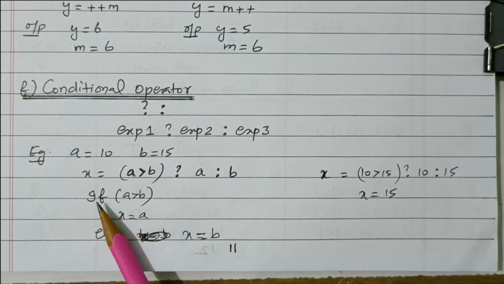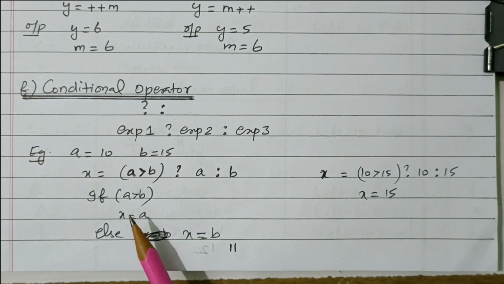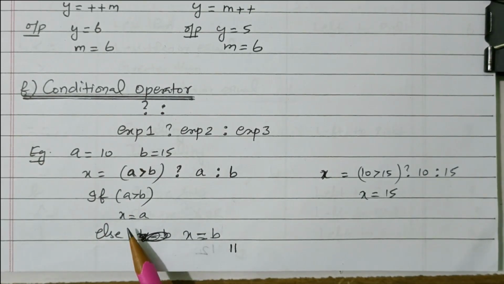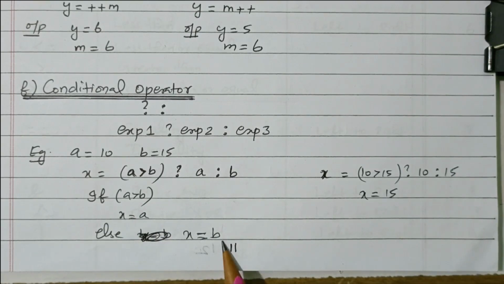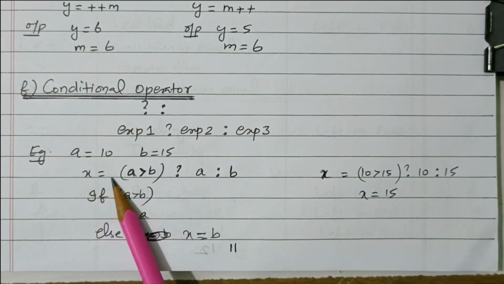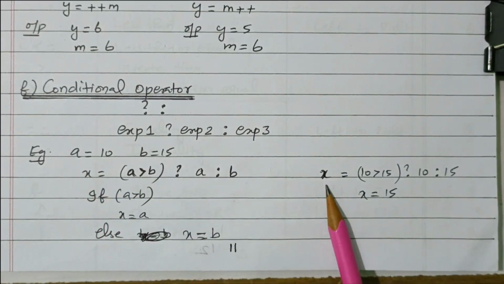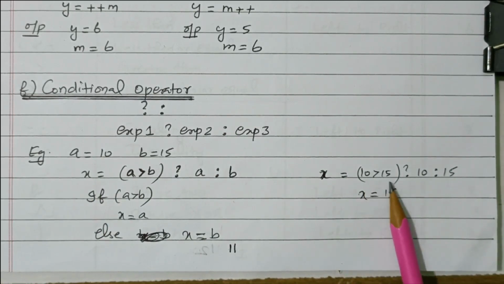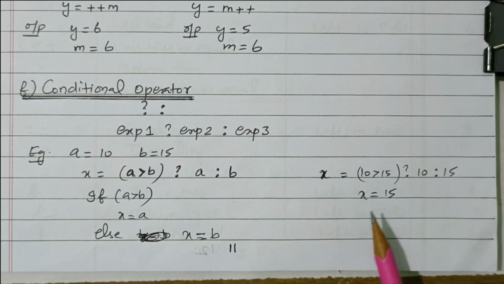It is very similar to: if a is greater than b, x equal to a. That is, if a is greater, a will be stored in the variable x. Else x equal to b. Right? b will be stored. So if a is greater, a will be stored, otherwise b will be stored. So this if else condition is given in a single statement as a conditional operator, question mark colon. Here it is given in another format, x equal to 10 greater than 15, where 10 is a, 15 is b. Then 10 colon 15. So this condition is false, so 15 will be stored. If the condition is true, 10 will be stored in the variable.